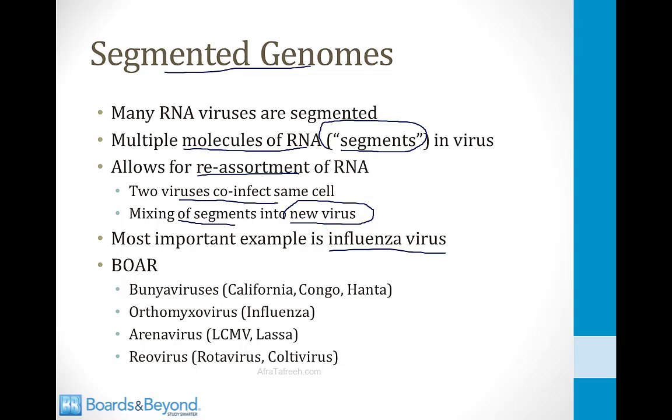There are 4 families of viruses that carry segmented genomes, and you can remember them by the mnemonic BOR, which stands for bunyaviruses, orthomyxoviruses, which includes influenza, arenaviruses, and reoviruses. Now, most of the viruses in these families are very rare. For example, California encephalitis is very rare, Lassa fever is very rare. The 2 viruses in all these families that are relatively common are influenza virus and rotavirus, which causes diarrhea in children. So if you want to remember 2 relatively common, higher yield viruses that are segmented, remember influenza and rotavirus.